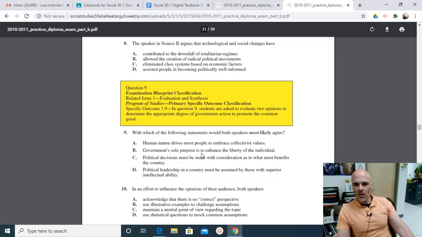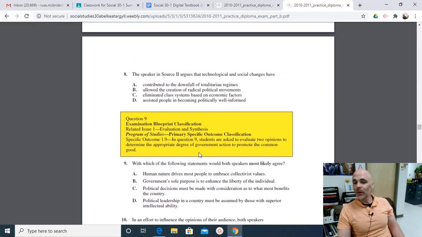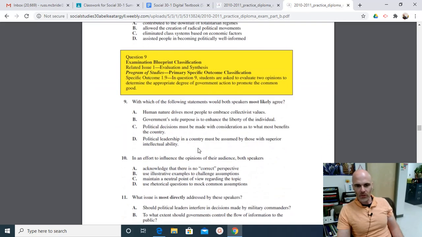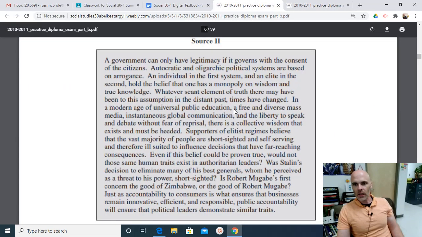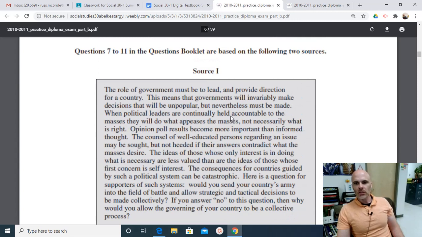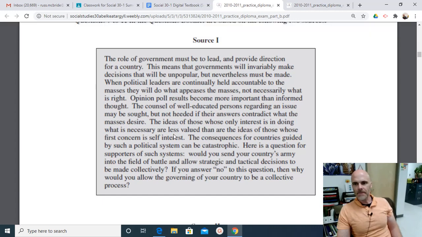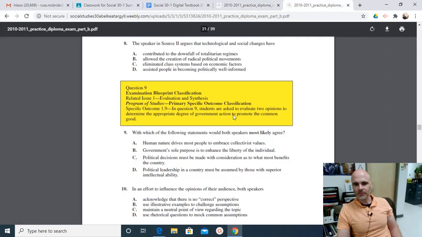Number 9. With which of the following statements would both speakers most likely agree? It's been a while. I can't even really remember that first one. I'm going to go back and just take a peek and remind myself what that one was. So, first one, this one's pro, more of an authoritarian government. This one was saying, we don't want somebody just doing what's popular. We need someone doing what's necessary. Yeah, I remember it now.